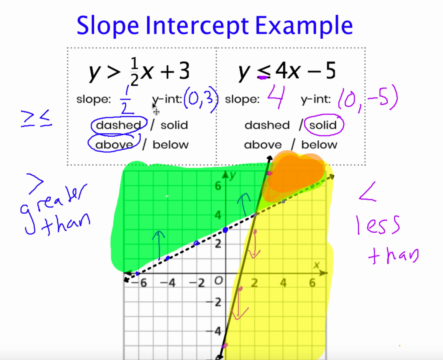Points in the green region would satisfy y is greater than 1/2 x plus 3, and points in the yellow region would satisfy y is less than or equal to 4x minus 5, but only points in the orange region satisfy both. Okay, so that should be graphed on your paper, and now you're going to do one alone.